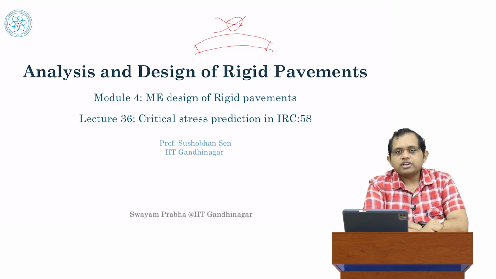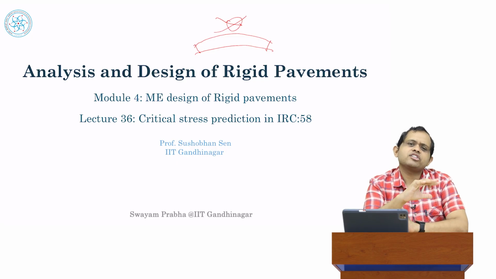So in the AASHTO MEPDG, they did develop these neural network predictive models. It's some kind of a statistical, or you can say a non-parametric regression model, which was developed in order to calculate stresses instead of full-fledged resolving the finite element problem.